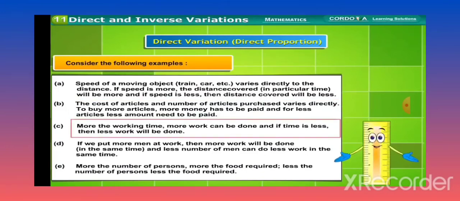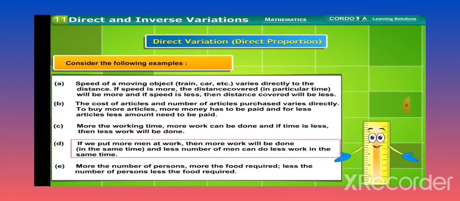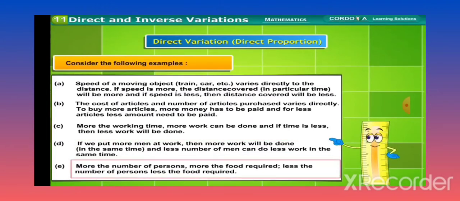The more the working time, the more work can be done. And if time is less, then less work will be done. If we put more men at work, then more work will be done in the same time. And a smaller number of men can do less work in the same time. The more the number of persons, the more the food required. The fewer the number of persons, the less the food required.